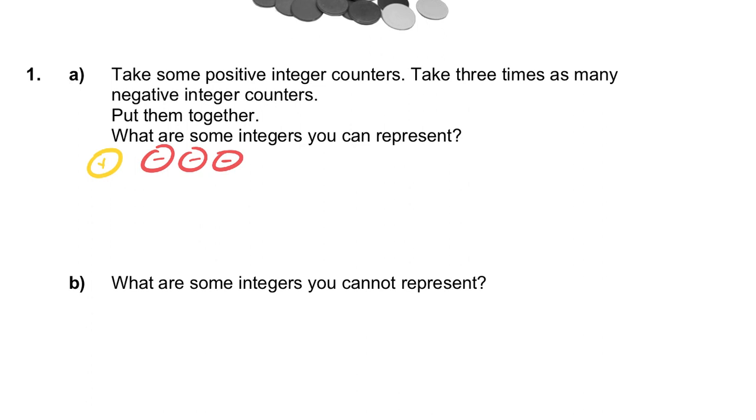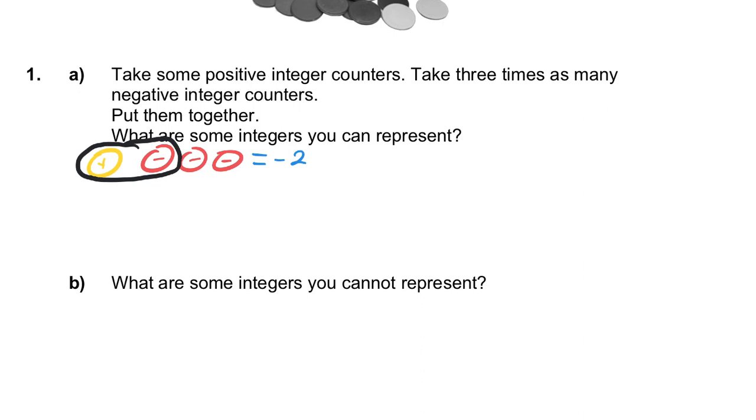Then what I'm looking for is our 0 pairs. And I can see that right here is a 0 pair. That thing that I circled in black, that is 0. What am I left with? I have 2 negatives. So the total is -2. So that's one thing I can represent.